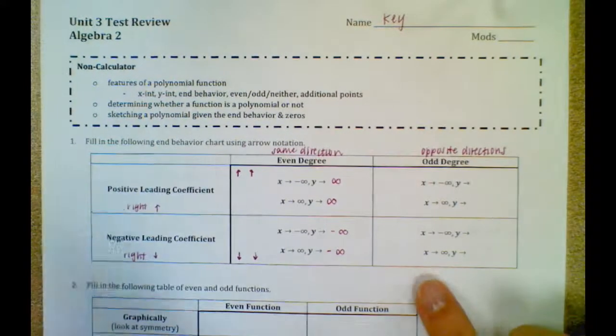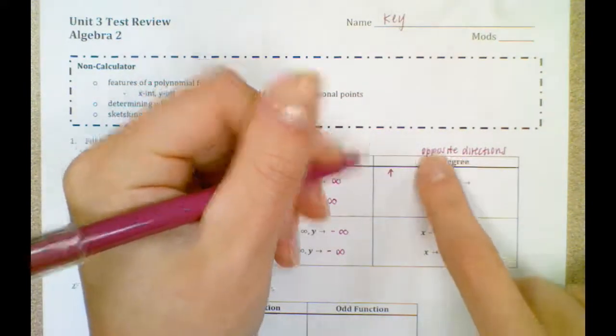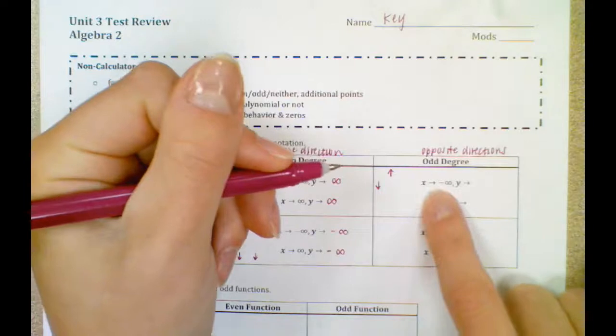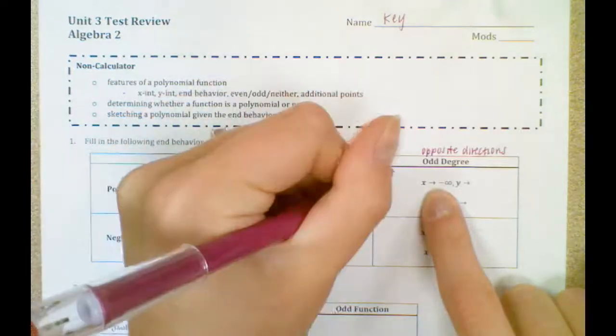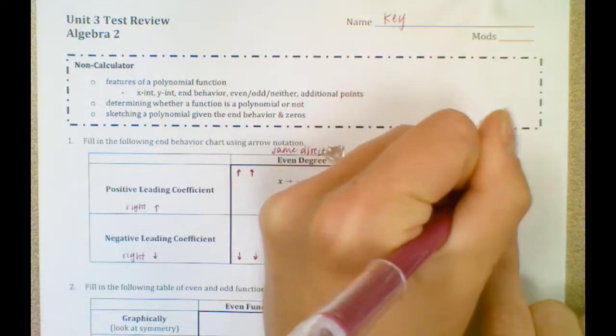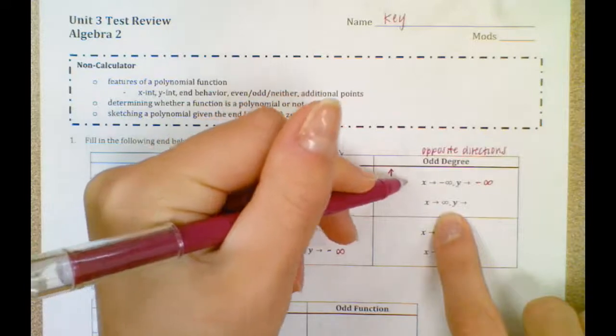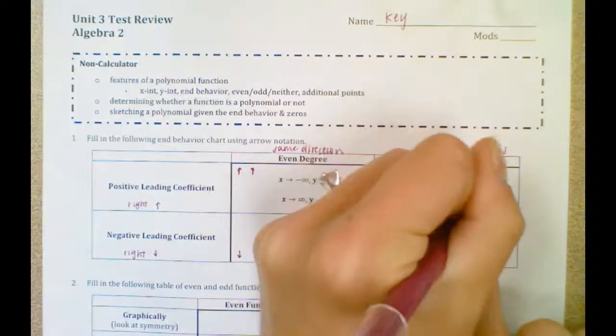All right, positive leading coefficient, right side's up. Odd degree, I'm going to point in the opposite direction. So as x goes towards negative infinity to the left, my y values are pointing down, so y goes to negative infinity. As my x values go towards positive infinity to the right, my y values are pointing up, so they go to positive infinity.